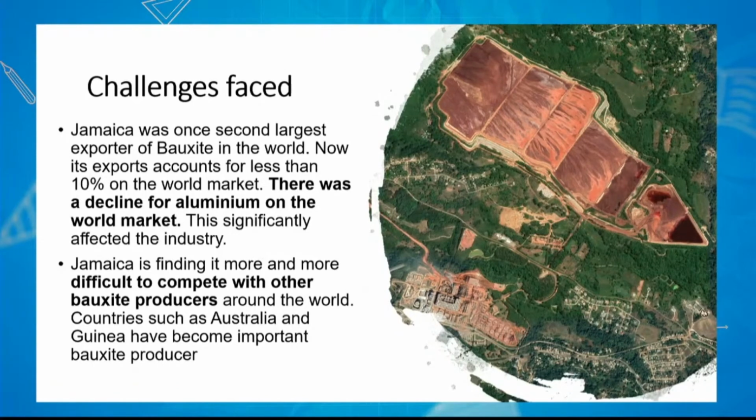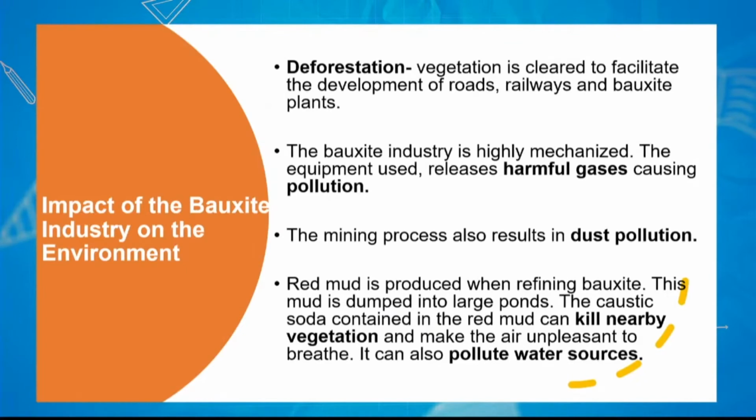Now, the bauxite industry has faced many challenges, and most of those challenges relate to the fact that there was a decline in the demand for aluminum on the world market. And so we have seen that going down. And also our bauxite industry is challenged by competition from other countries like Australia and Guinea. Now, in the picture, you will see a bauxite plant right beside what we call a red mud lake, right? And that red mud lake represents deposits of caustic soda, which is waste material from bauxite production.